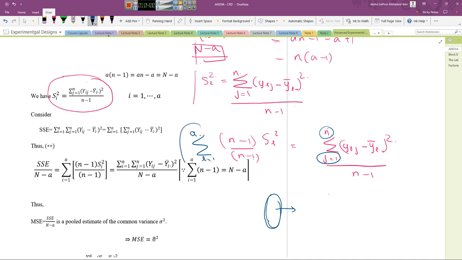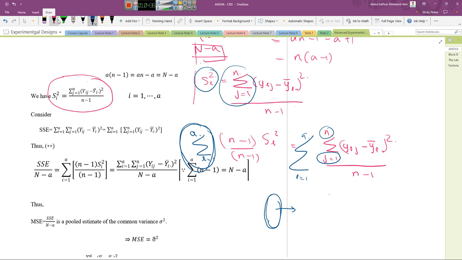But this could be done for all the treatments also. That's why we are taking summation again, 1 to a, for all treatments. So you see here, this is for all the replicates in one treatment, but now the same procedure should be carried out for all the treatments. That's why we are taking i equals 1 to a. Again, for this entire expression I can take summation i equals 1 to a, right?